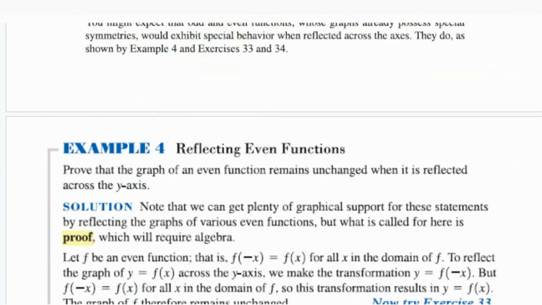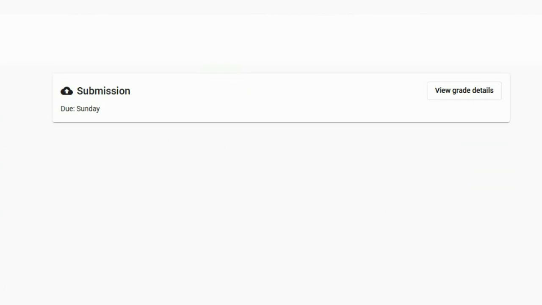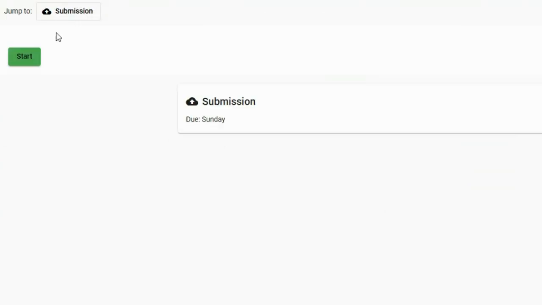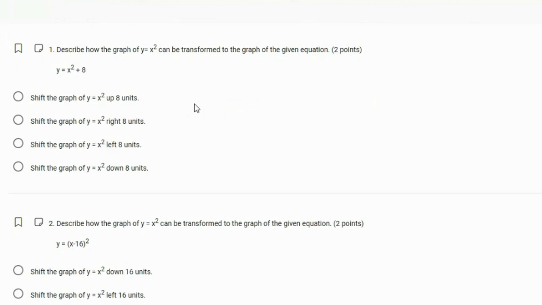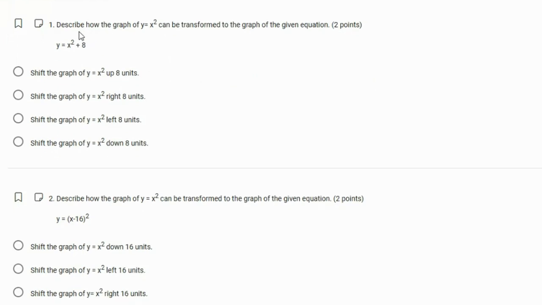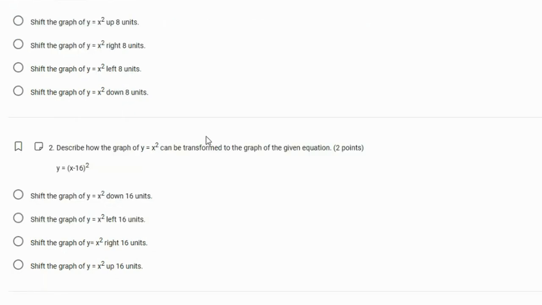This is nothing new to us. In Algebra 3, we've seen translations for 3 years here. Let's see it. Start C. Describe how the graph of y equals x squared can be transformed to y equals x squared plus 8. So if we start with y equals x squared, what happens when we have y equals x squared plus 8? So you shift the graph up 8 units, right 8 units, left 8 units, or down 8 units.